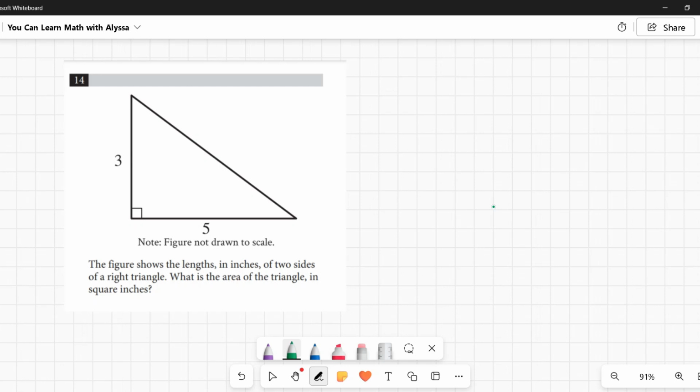You may be tempted to try to figure out the length of our third side, the hypotenuse here. It is not necessary. This is just an area of a triangle. Anytime we have an area of a triangle, our formula is area is equal to 1/2 times the base times the height. This is one of the formulas that is provided for us by the SAT College Board.